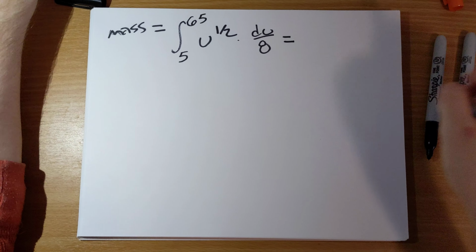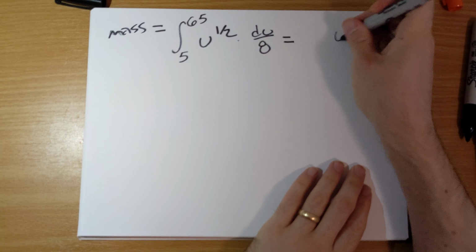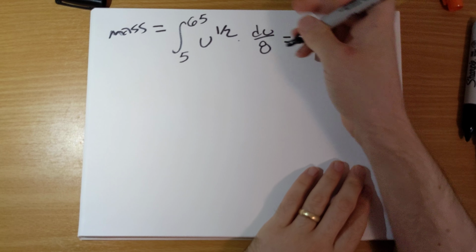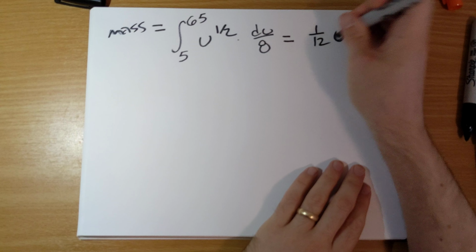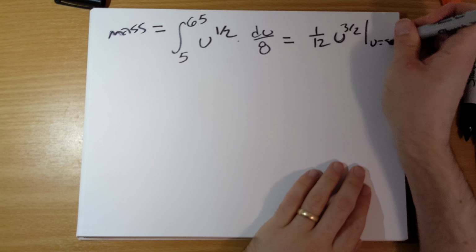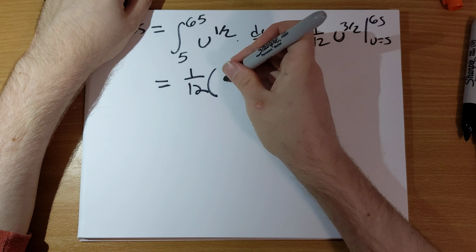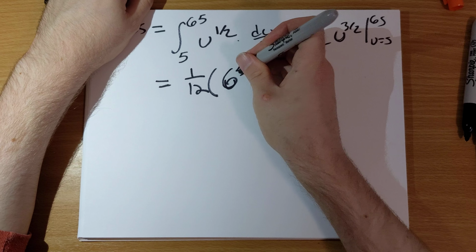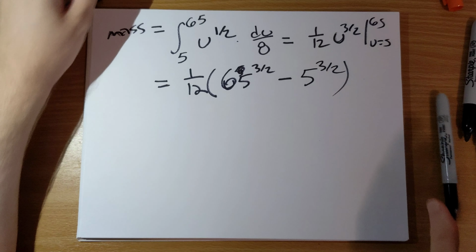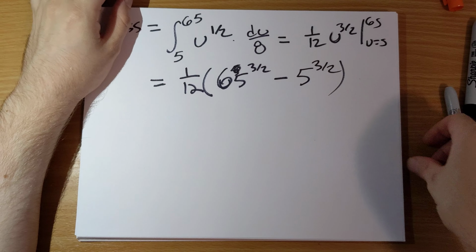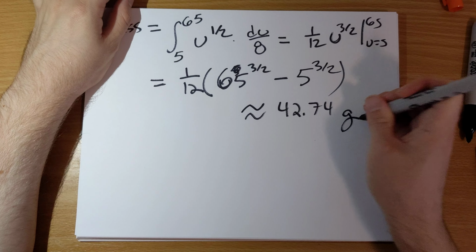And so we end up with, let's see here, 1/2 goes to u to the 3/2. Divide by 8, also divide by 3/2, and you end up with 1/12 u to the 3/2. Plug in u from 5 to 65. So this is just going to be 1/12 times 65 to the 3/2 power minus 5 to the 3/2 power, and we can just leave it like that. If you want an approximation, because it's a real life problem, it's about 42.74 grams.